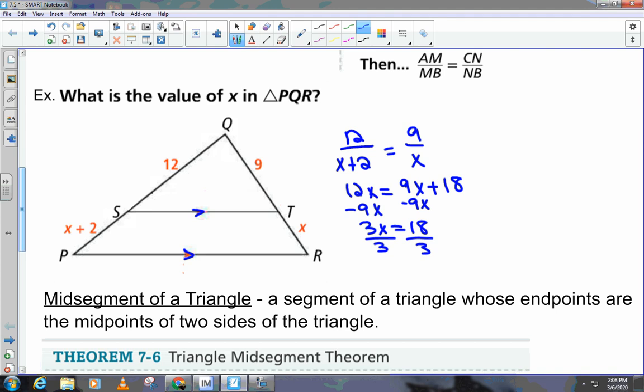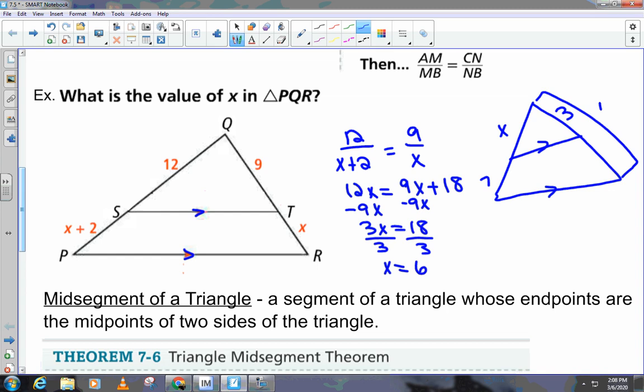And you get x equals 6. Something else that you might have is, they might do something like this. This is parallel, okay? And let's say this is x, this is 7. They might tell you this is 3 and this is 11.